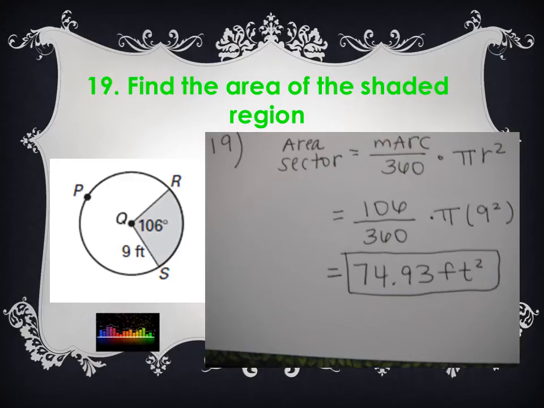We know that angle Q is a central angle, therefore arc RS is congruent to it. The measure of the arc that is formed from this sector is 106 degrees. So we do 106 divided by 360 times pi times our radius squared, which is 9. When you plug this into the calculator, you get 74.93 feet squared. Area is always measured in units squared.